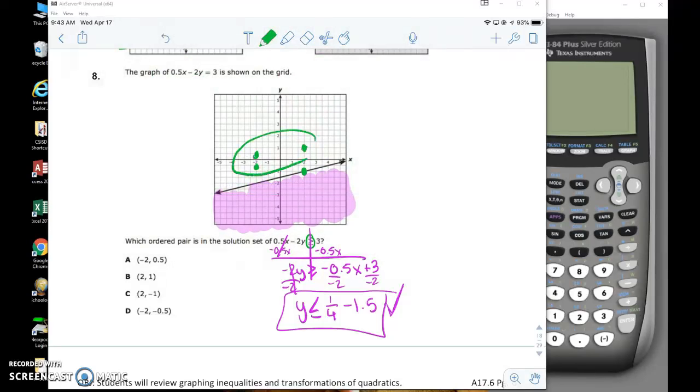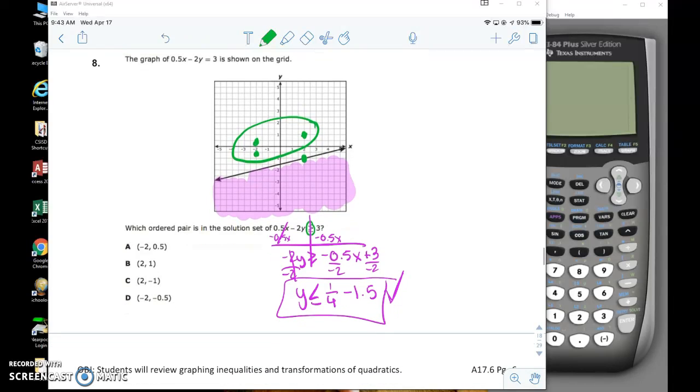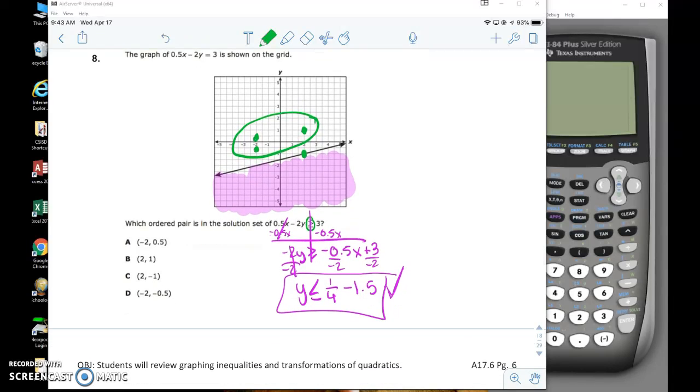So all 3 of these points are on the same side. We only need 1 point that's a solution. This point, 2, negative 1, is on the solid line, so that is the solution.